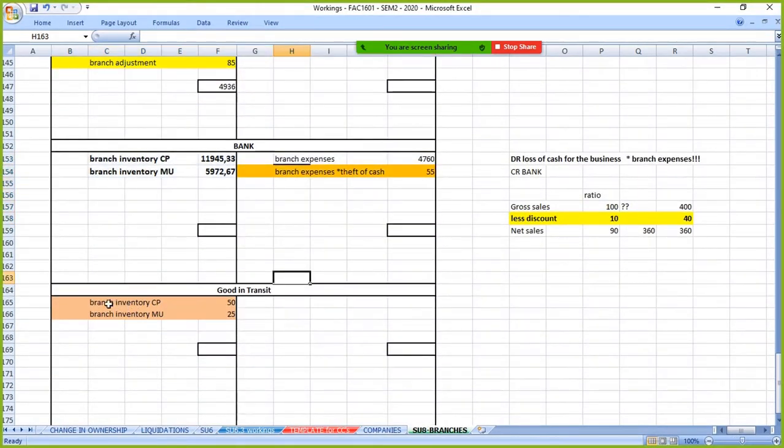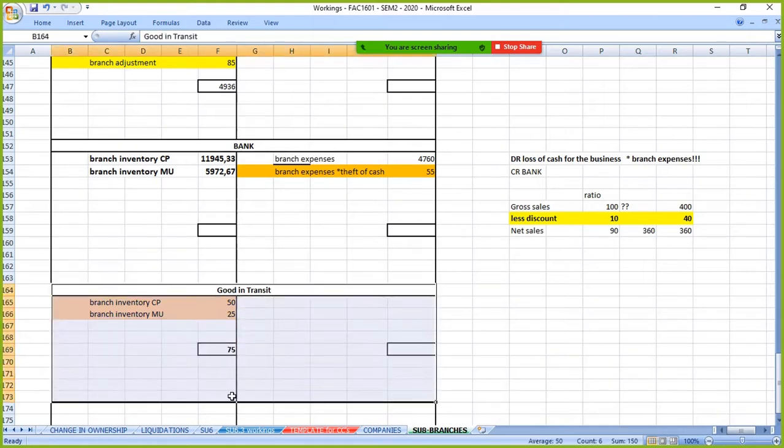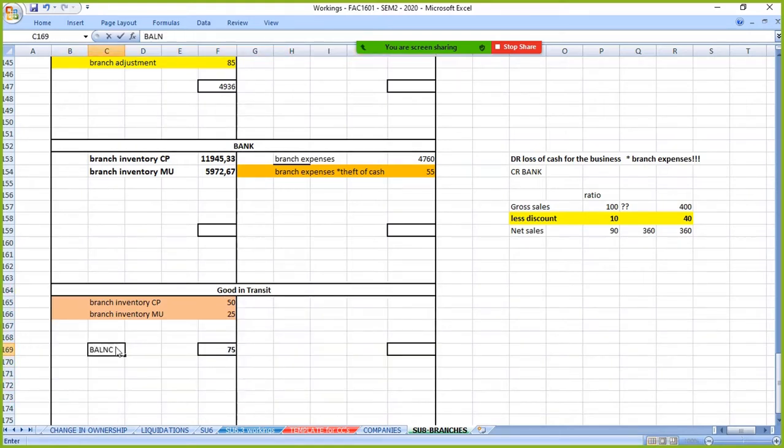And then the goods in transit will obviously stay as is. That one has to stay 75. That's the balance for that one. Balance brought down, carried down. 75 sitting in goods in transit. That would be the balance basically.